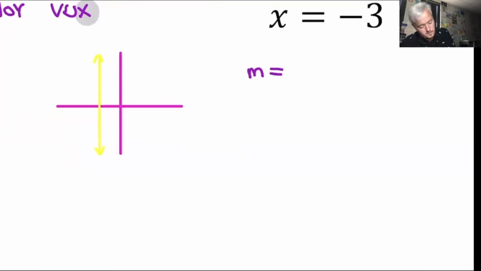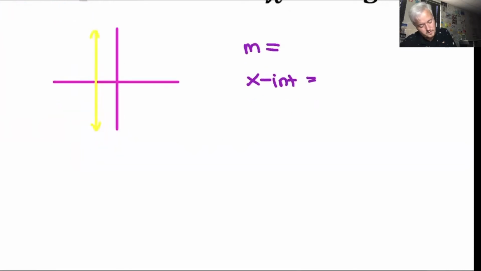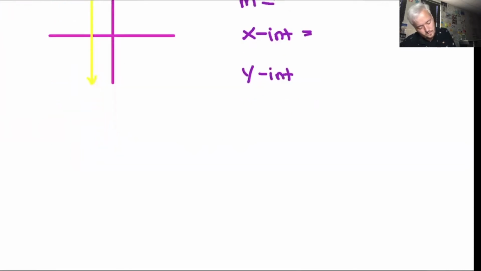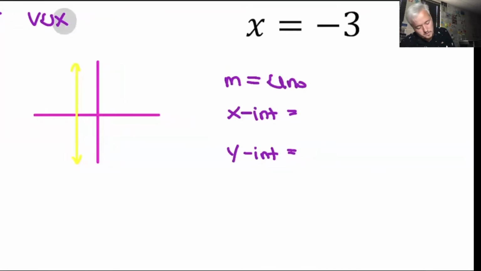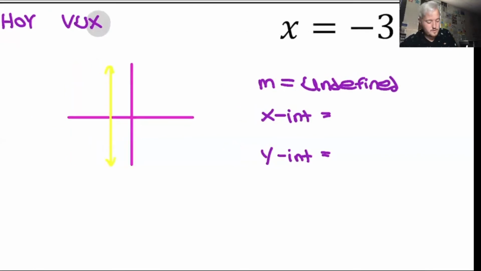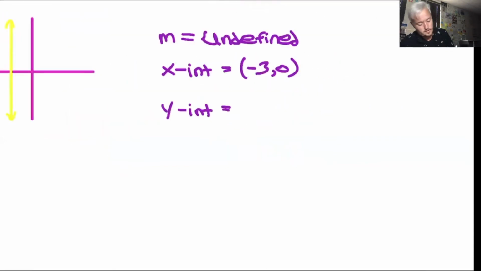So I'm going to find the slope, the x-intercept, and the y-intercept. If you remember from Vux, our slope here is going to be undefined. Your x-intercept is going to cross the x-axis exactly at that number. So our x-intercept is going to be -3, 0. And in a kind of similar situation, here's our y-axis. It never actually crosses the y-axis, so that means your y-intercept, in this case, does not exist.